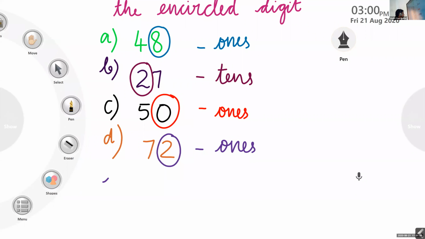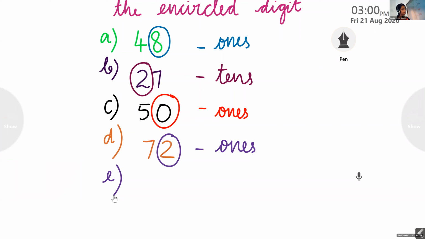Next we have E. And E, the number is 99. Both the digits are the same. Both the places have the same digit.